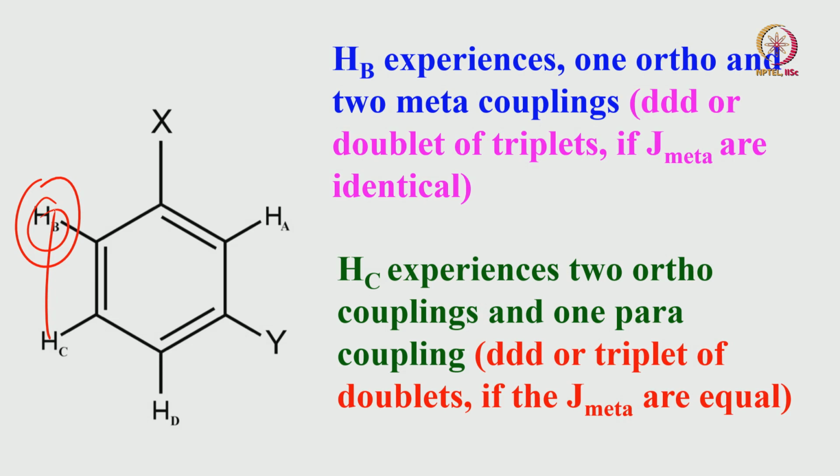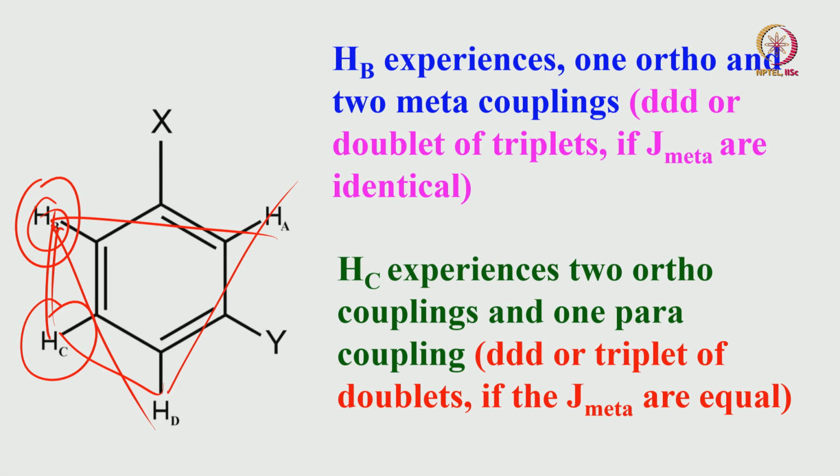This has one ortho coupling and 2 meta couplings. Obviously, ortho coupling is going to be a large doublet, and each of these doublet peaks splits into a doublet of doublets because of 2 meta couplings. If the meta couplings are equal, it is going to be a large doublet and then each of them would be a triplet, otherwise it is going to be an 8-line pattern. Exactly a similar thing happens if you look at proton HC. This experiences 2 ortho couplings and 1 meta coupling. I am sorry, 1 para coupling.